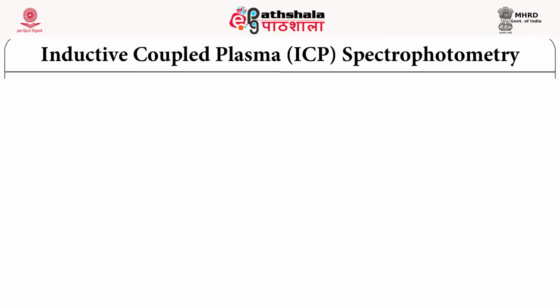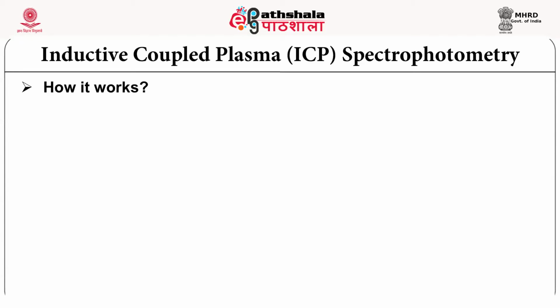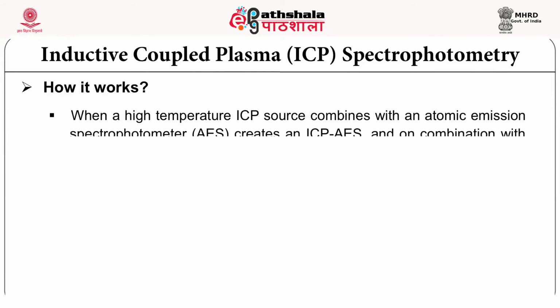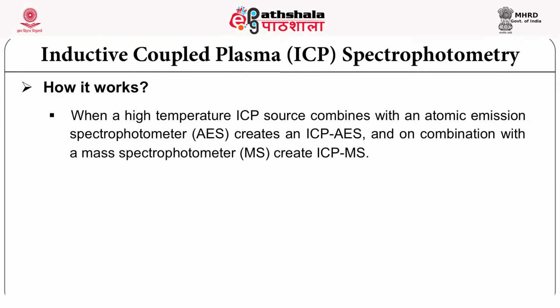How does this ICP work? That means inductively coupled plasma spectrophotometry, how does it work and what is the principle? When a high temperature ICP source combines with an atomic emission spectrophotometer, AES, it creates ICP-AES, and on combination with the mass spectrophotometer, MS, it creates ICP-MS.